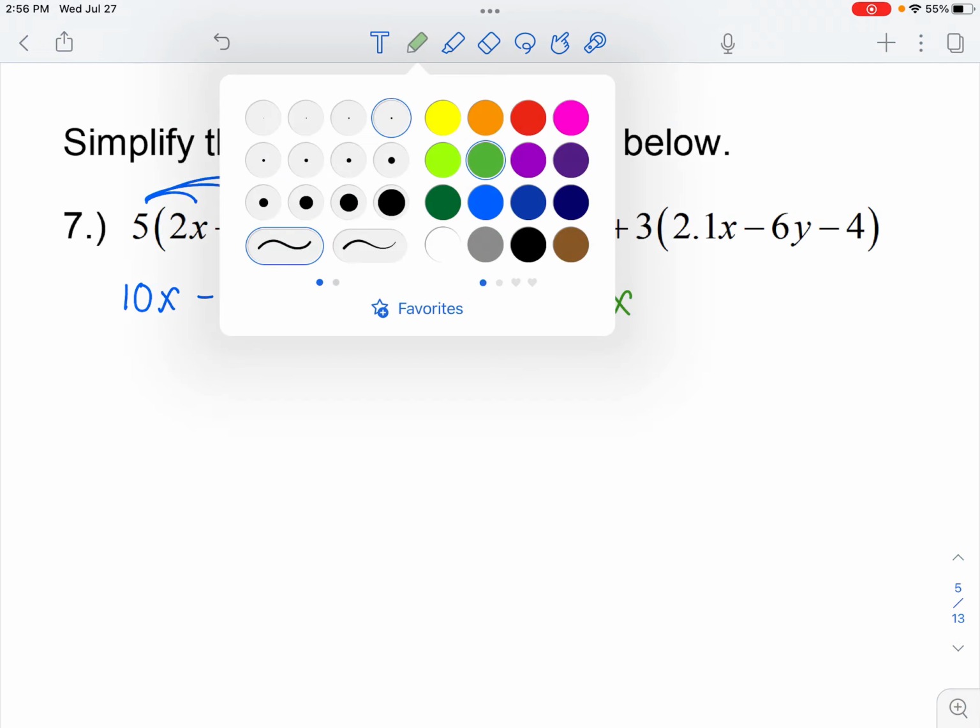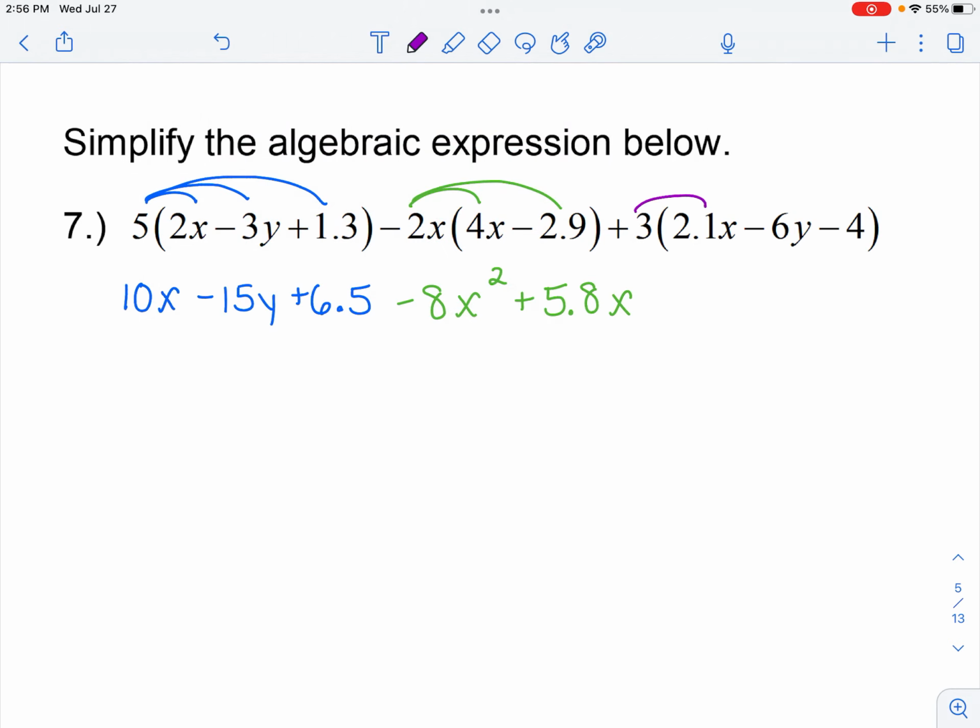5.8x. All right. And then I'm going to have one more distributive property here, distribute the 3. So 3 times 2.1x is 6.3x. And then 3 times negative 6y is negative 18y. And 3 times negative 4 is negative 12. So I've eliminated all the parentheses using the distributive property.